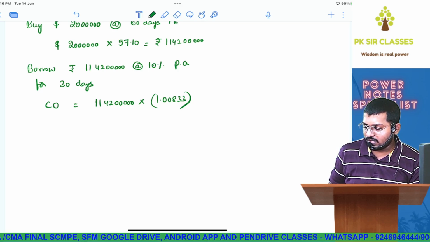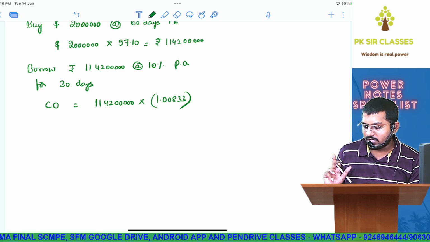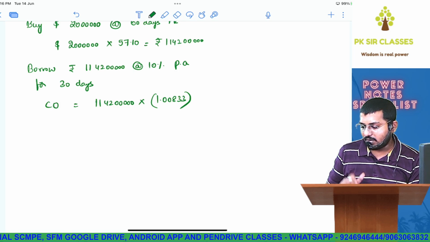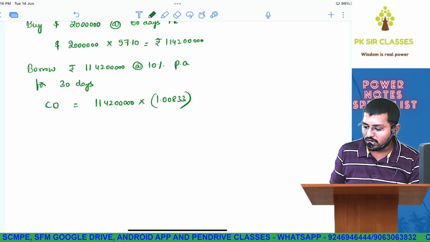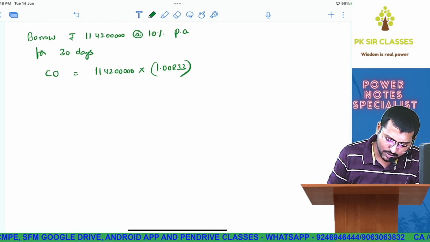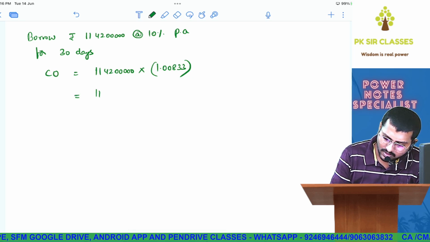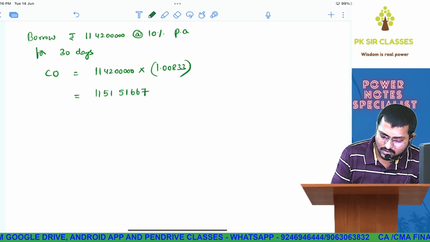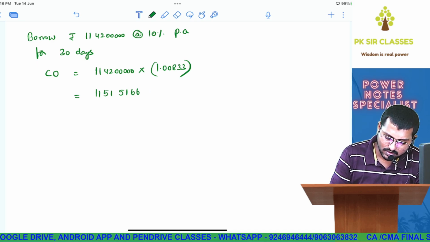10% divided by 12 months, because we need to calculate only for 1 month, will give you 0.83%. Again, you have to divide it by 100, 0.00833. Then you add 1, 1.00833. How much does it come to? 11 crore 51 lakhs 51,660, right.